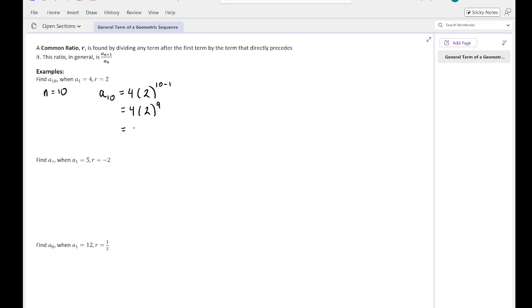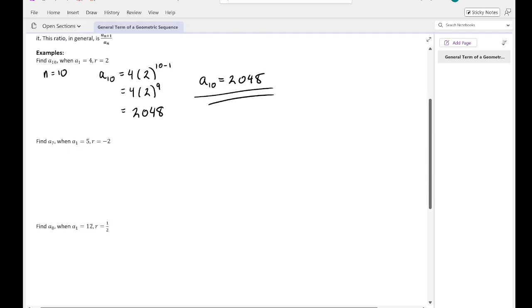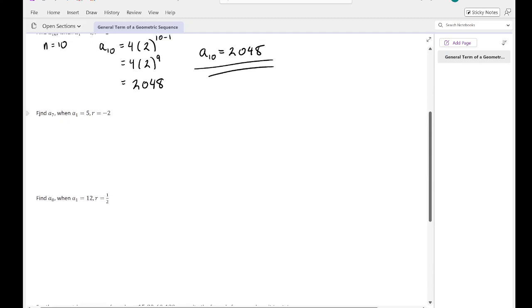And we're going to end up getting 2,048. So the 10th term is 2,048. Now let's do another one. We're going to find a sub 7, the 7th term, when a sub 1 is 5 and r is negative 2. So again, n here is 7.